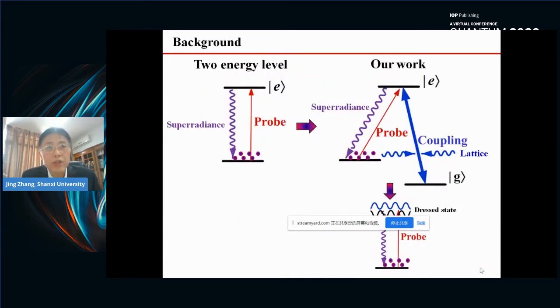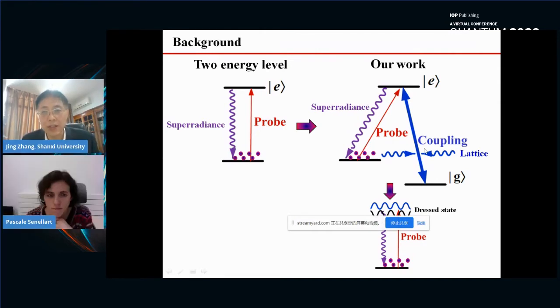In most works, each atom with two energy levels is treated as a tiny dipole emitting light. Here, we employ the EIT energy configuration with three energy levels. The excited state is coupled with another ground state by a pair of lattice lasers.